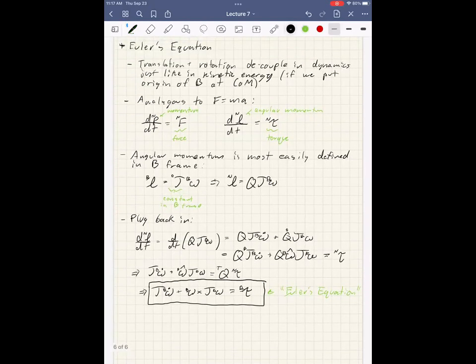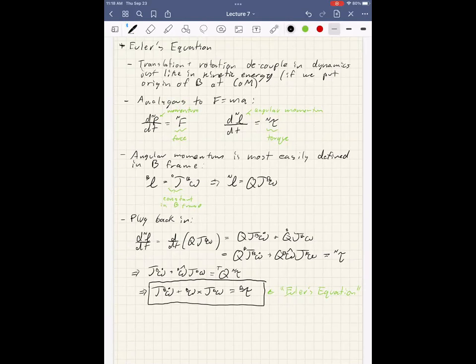Okay, so that's it. That's the analogous thing to F equals ma. It's a little weird because I pick up this cross product thing in here. Instead of it just being, this is the ma term, this is the F term, I have this extra weird thing in the middle.